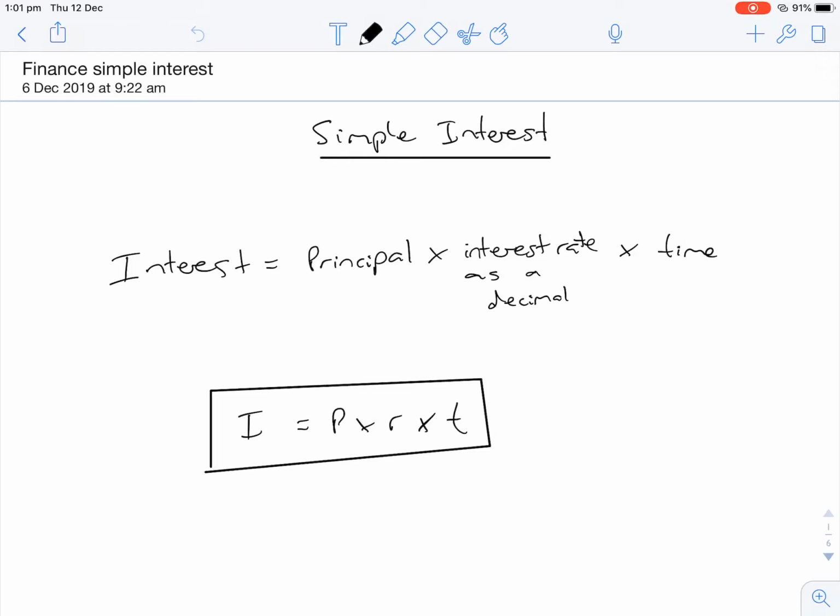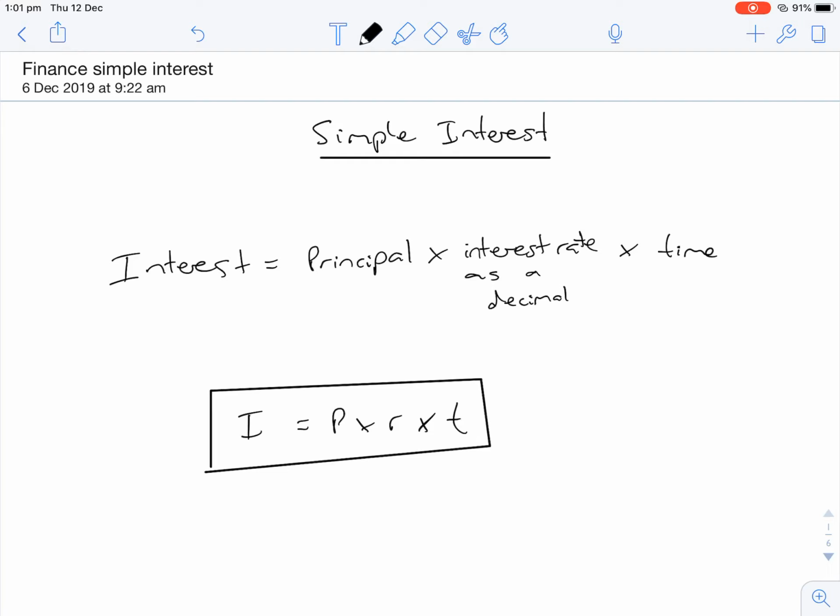Okay, simple interest. So simple interest is basically, should be revision. The equation itself will only calculate the interest, not the balance of the account. So one of the main complications is just to read the question carefully. Sometimes they're asking you for the balance or how much money you've got. Sometimes they ask you for the interest.